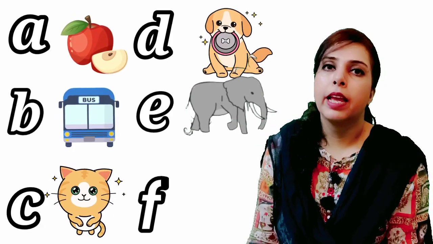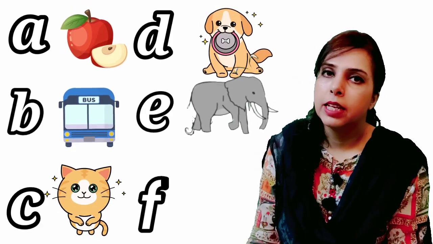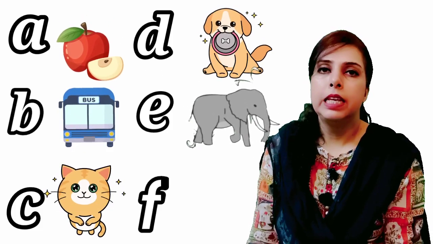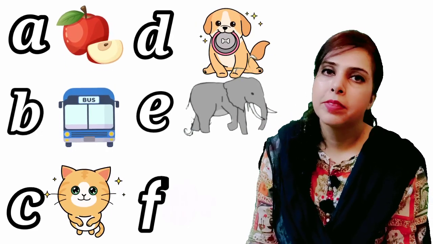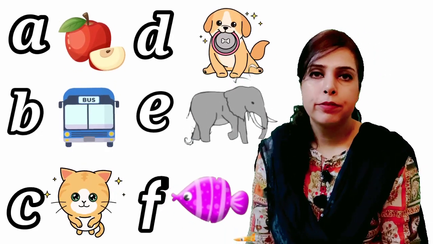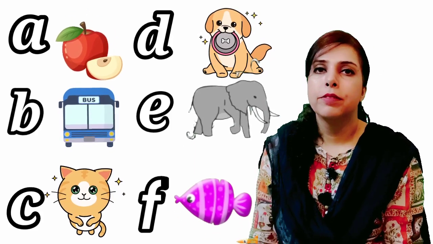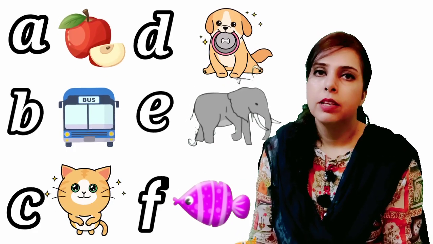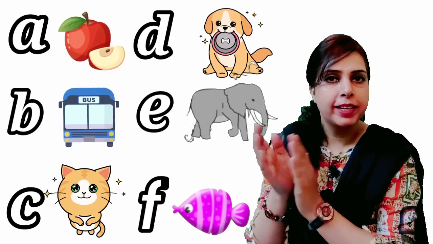E, elephant. E, elephant. E, elephant. F, fish. F, fish. F, fish. Great job, my little kids.